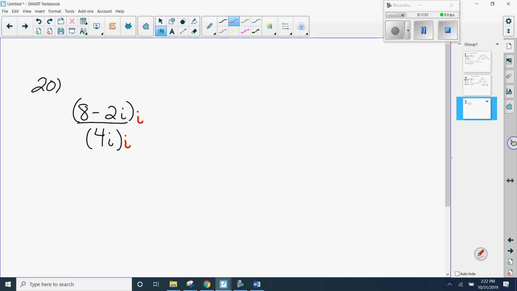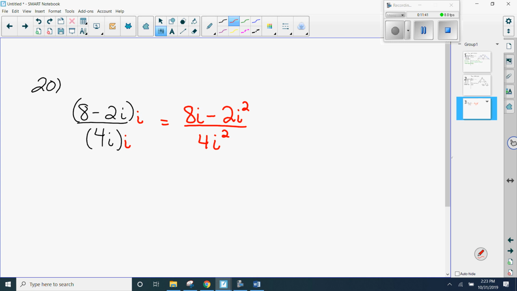You are so close. You get down to this point and you're close. Are we okay to that point of 8 minus 2i over 4i? Yes. Anybody else? You are okay to that point? Yes. Kayla, you're okay to that point? Okay, so we multiply by i. Use the distributive property, which gives you 8i minus 2i squared over 4i squared.